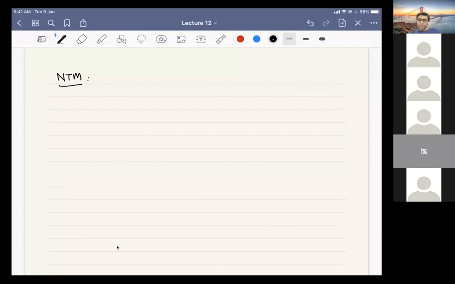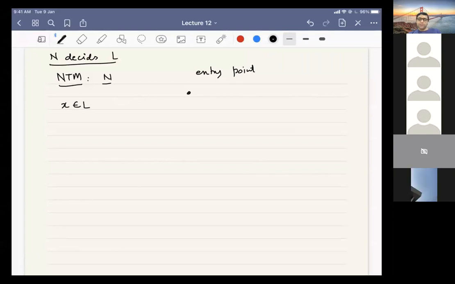For example, imagine this is the entry point. There is a non-deterministic Turing machine N, and let's say N decides some language L. Imagine there is some string X which is in the language L. Since this machine N decides L, whenever a string belongs to the language L, the answer must be yes.